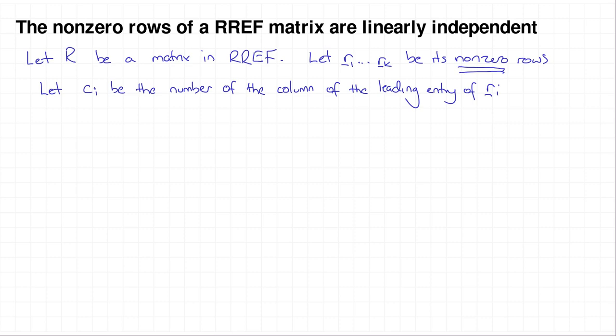Remember what you know about row reduced echelon form. A column which contains a leading entry has all of its other entries equal to zero. That's what's going to make our proof work. Before we do the proof, let's write down just an example so that we can see the meaning of the notation in a concrete example.